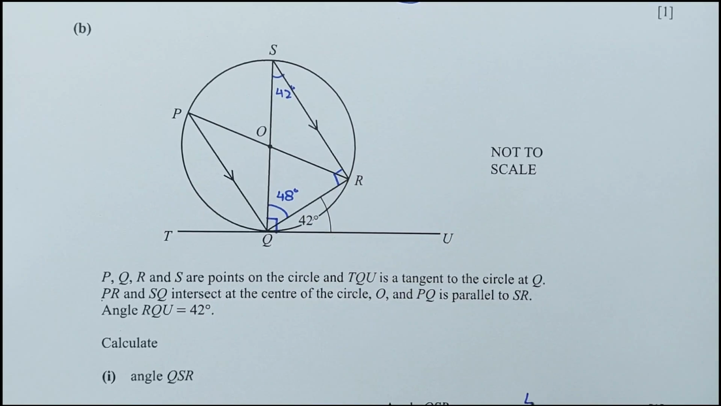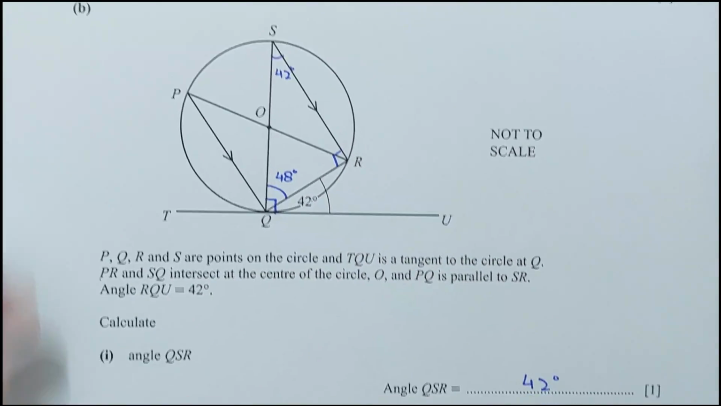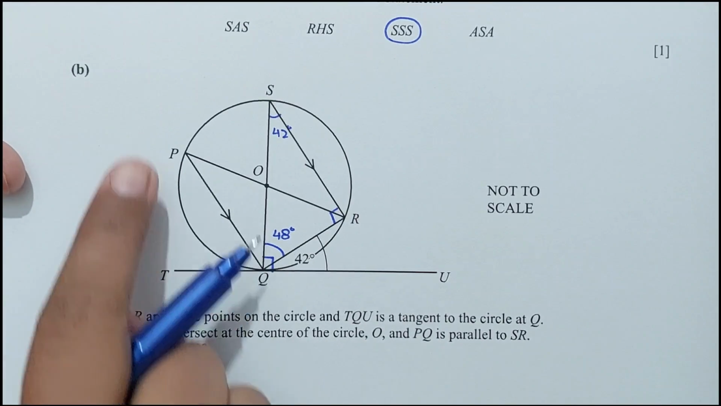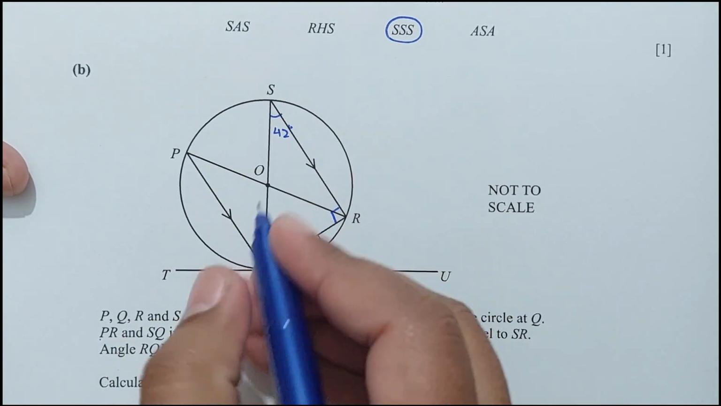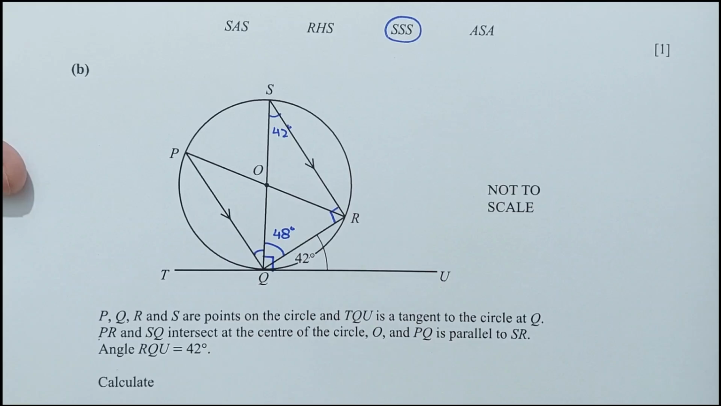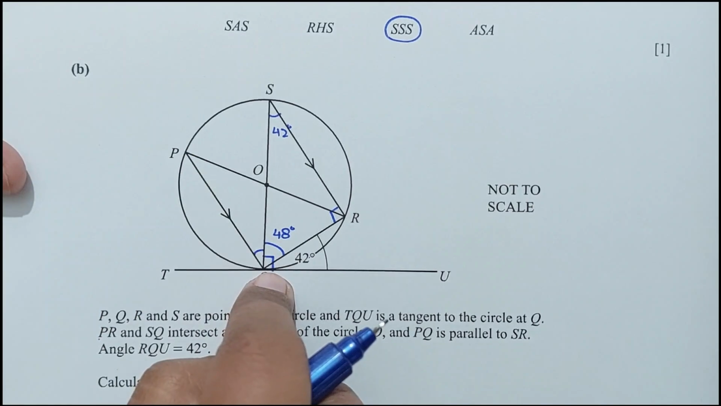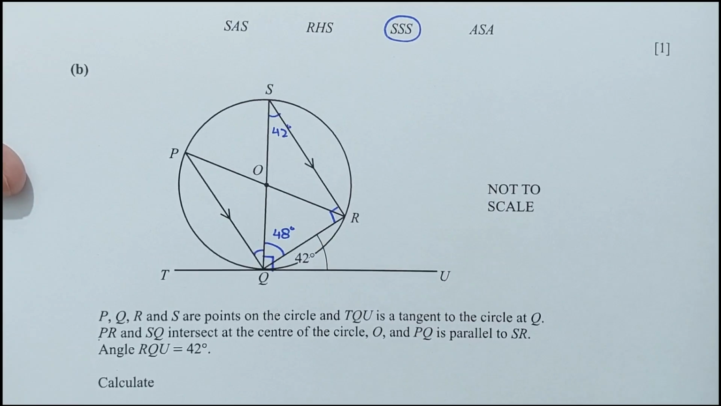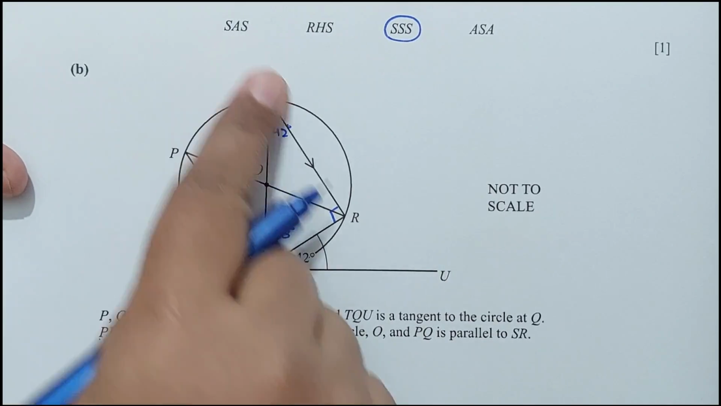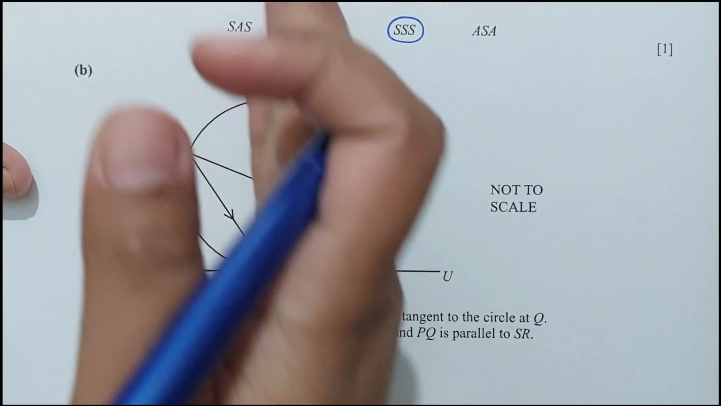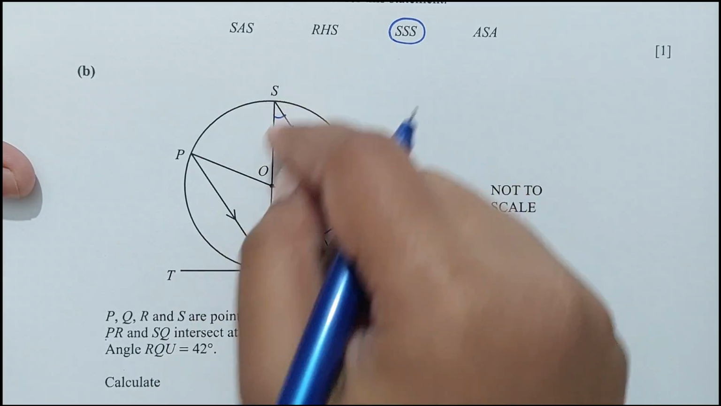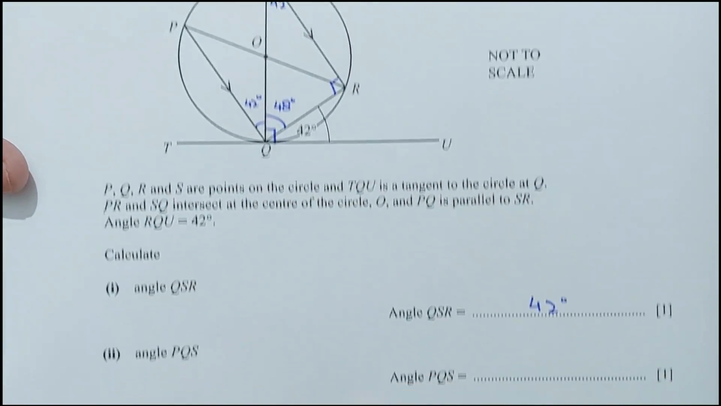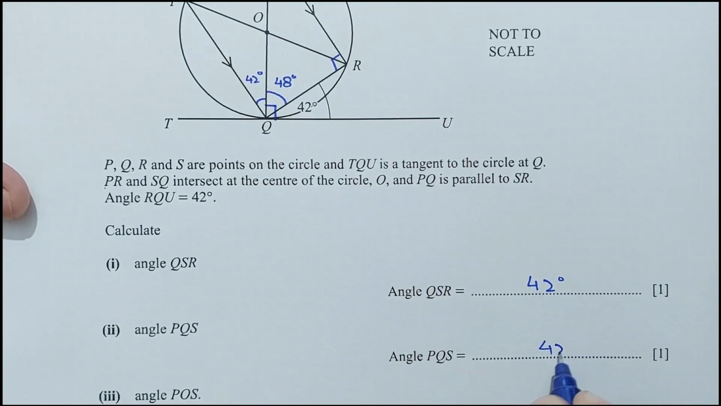All right. Moving to the second part, angle PQS. We have P, Q and S. This angle. So this line and this line, these two are parallel lines. They are connected with one line. So these two angles are alternate angles. They are the same. This is also 42 degrees because of alternate angles.